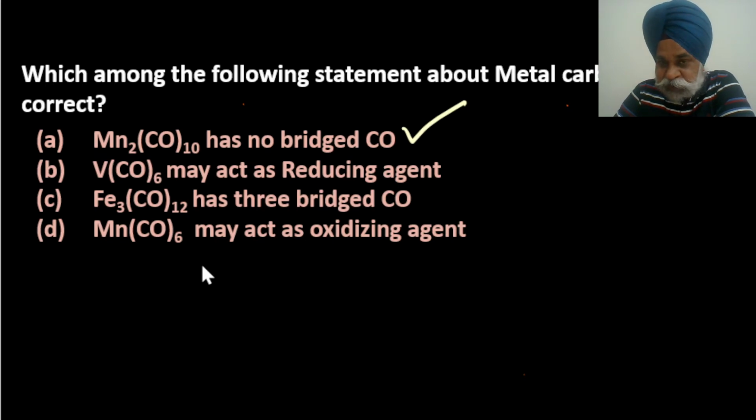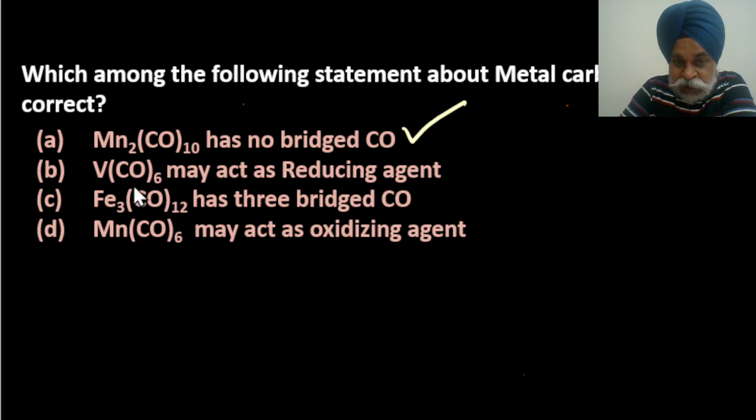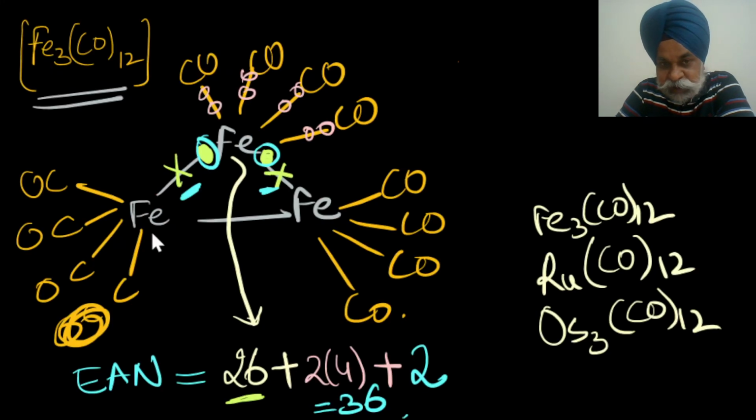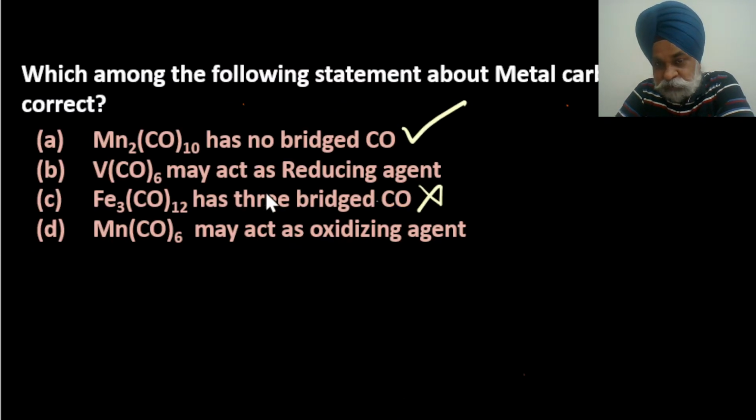If the first option is correct, then we need not check the other ones, but still we will check it. Another one is Fe3CO12 has three bridged CO. This is a wrong one, because here we did not find any bridged CO. All the CO, which are 4, 4, 4 on each iron, are the terminal ones. So this again is a wrong statement. And these two are very interesting viewpoints.